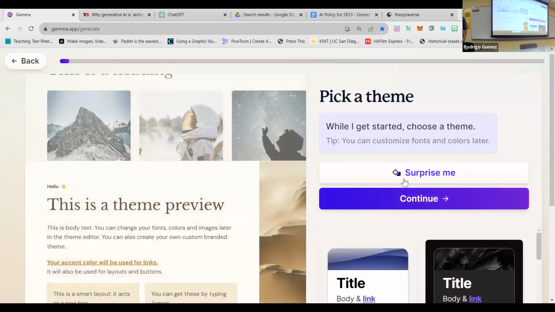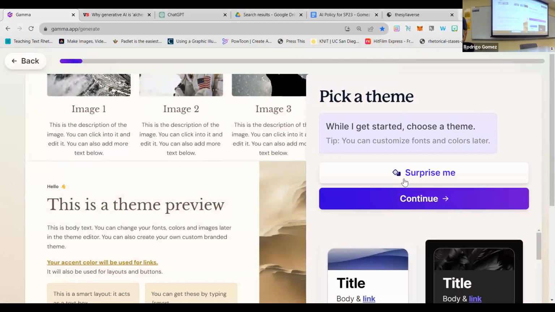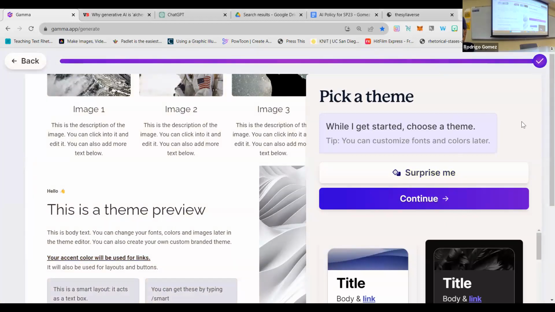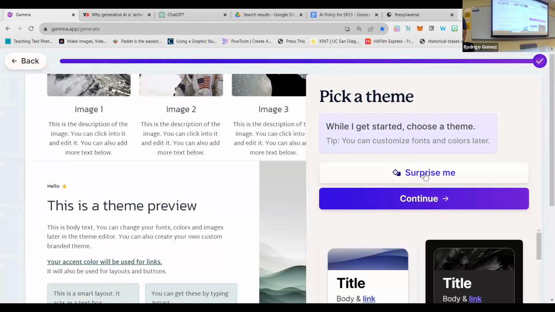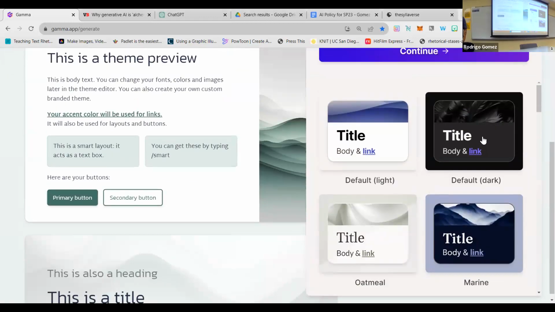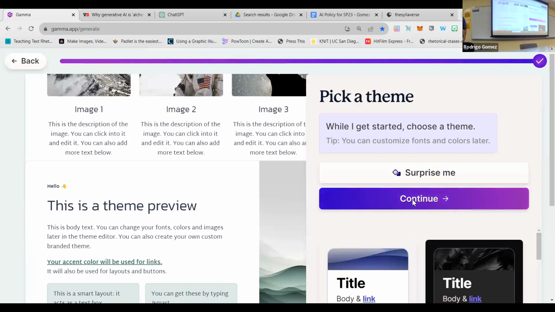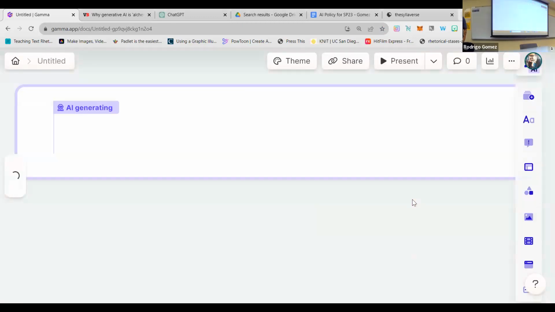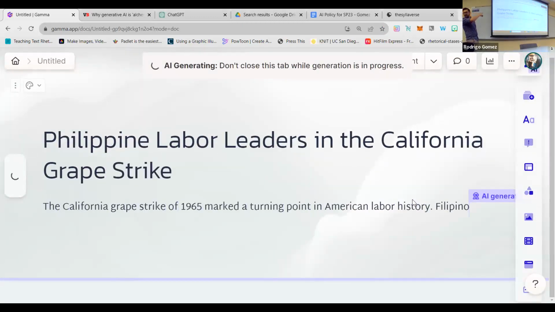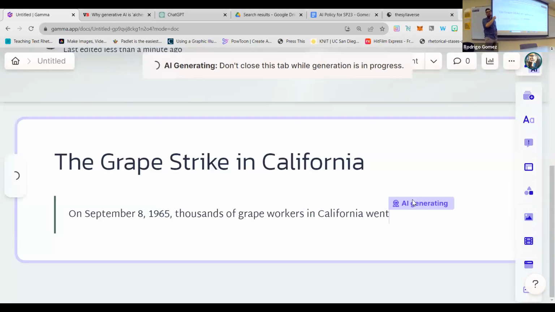Continue. Now we could choose all this ourselves, or we could just say, surprise me. Give me something nice. So we'll just let it run. It'll do its thing. Surprise me. Oh, I have to continue. Surprise me will continue. So there it goes. Look at that. Oh my God. Wow.